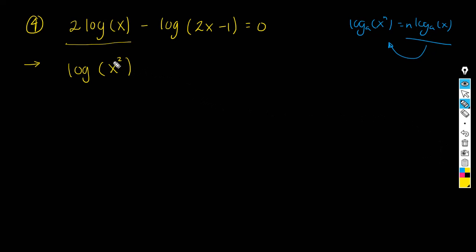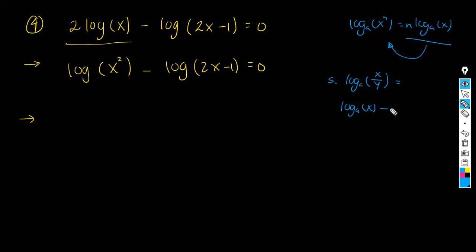So I'm gonna first do that. I'm gonna write this as this. And you're gonna see why I did that in a moment. Okay, now we have the subtraction of two logarithms with the same basis. And so I can make use of the property number 5, which is this, the logarithm base a of x over y equals the logarithm base a of x minus the logarithm base a of y.